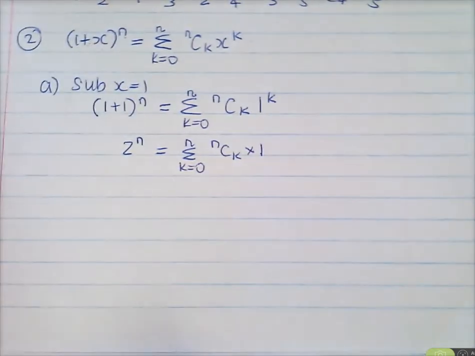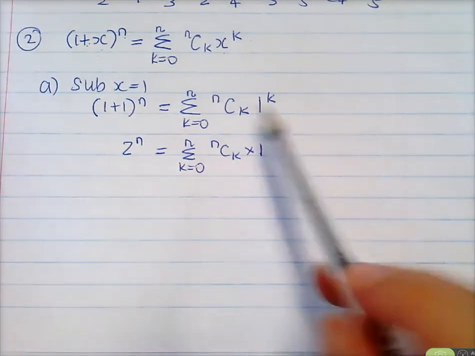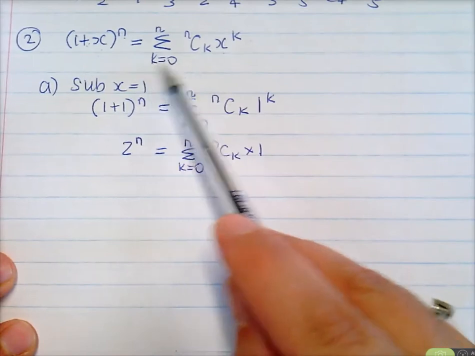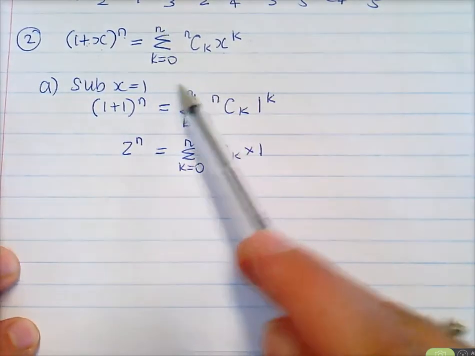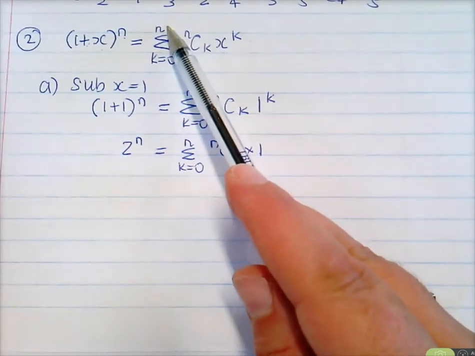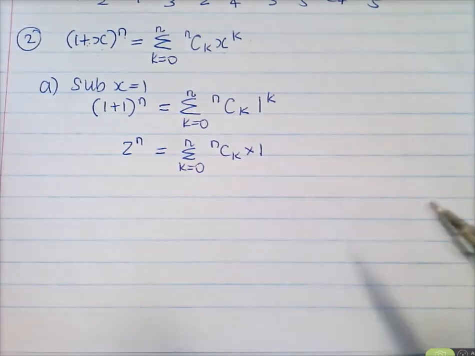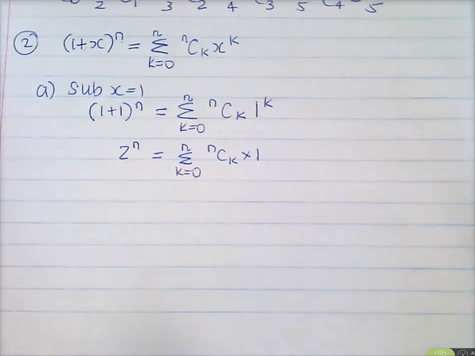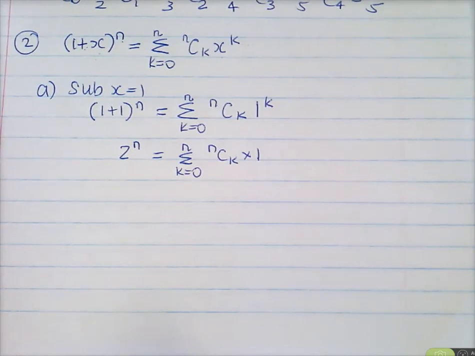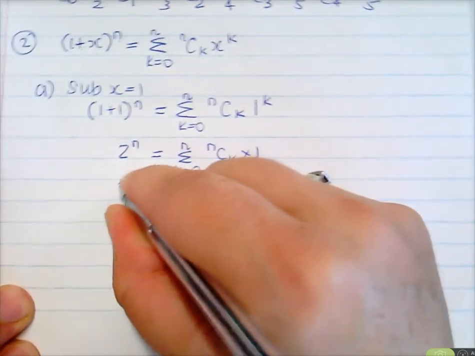Well, no, but k is a positive number. But k is not negative. Here k lies from 0 to n. K is from 0 to some positive value. It's only if you had a negative 1 to the k that we would have a problem. Negative 1 to the k, sometimes it will be positive, sometimes it's negative. So that's that first result proved.